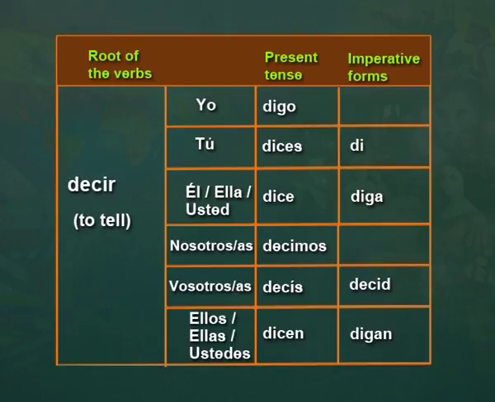Let us now see the different imperative forms of decir. Di for tú, diga for usted, decid for vosotros and digan for ustedes.